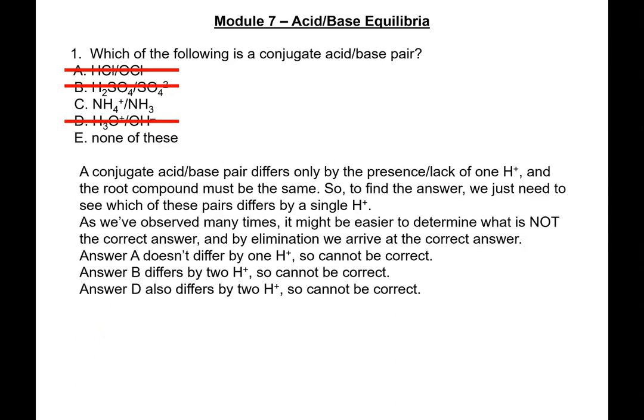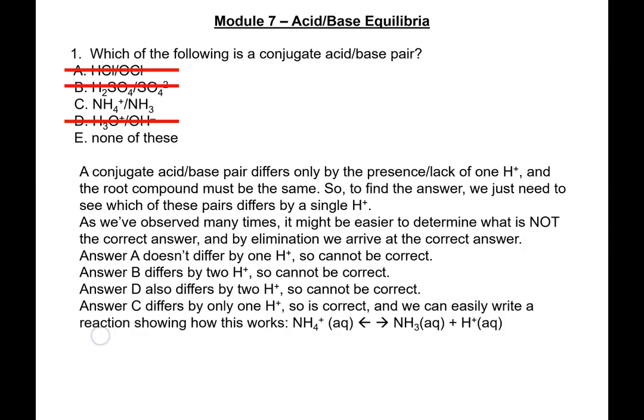And we are left with 2 possibilities, but if we look at answer C, it does differ by the presence or absence of 1 hydrogen. So in fact, answer C is our correct answer for this problem.